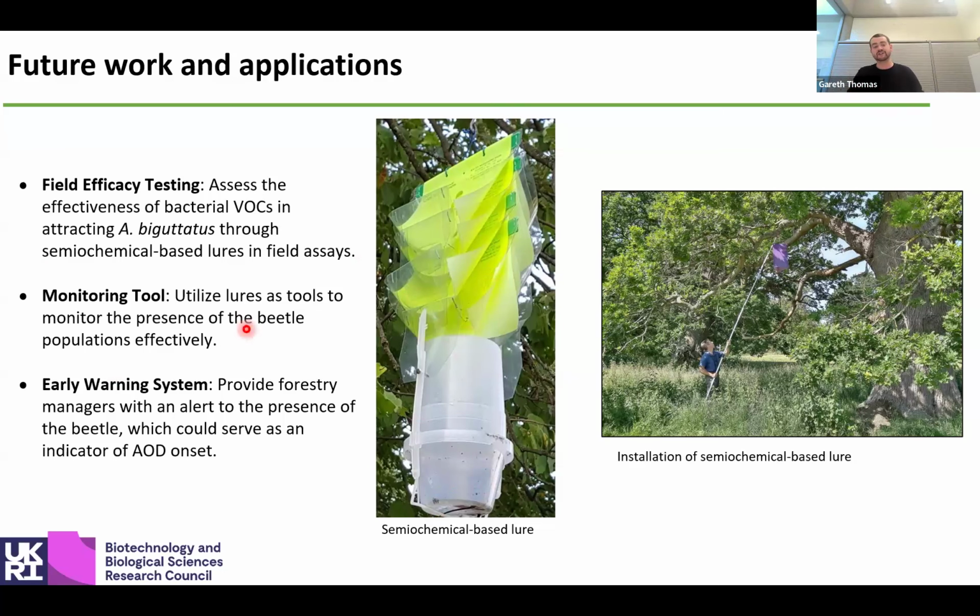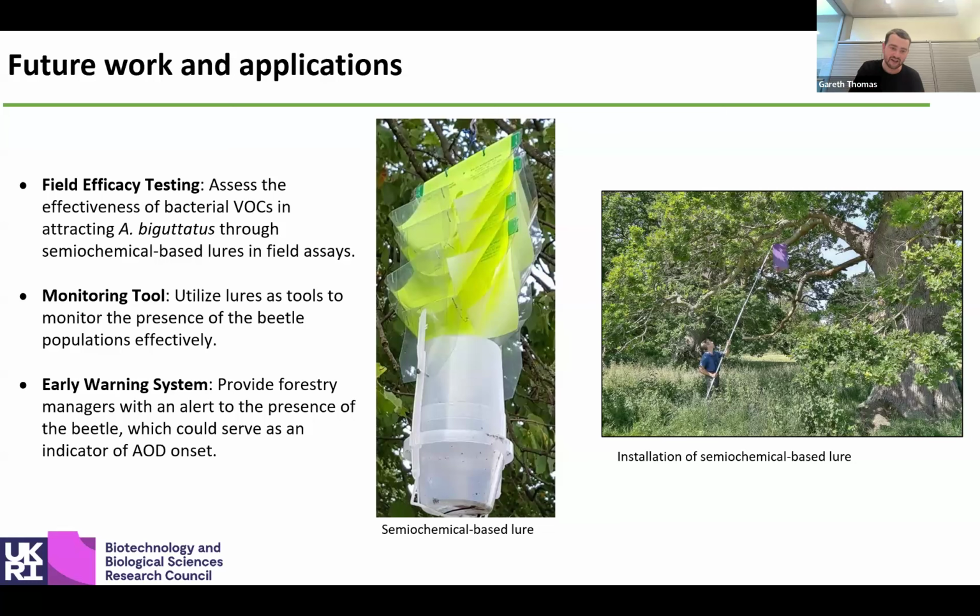Hopefully we can use it as a monitoring tool, so use the lures as tools to monitor the presence of the beetle populations effectively. So these can be deployed around the United Kingdom, particularly at sites where we're starting to see a northward shift of the beetle. And the ideal aim is that it can be used as an early warning system for forestry managers. So it can provide them with an alert to the presence of the beetle, and this could serve as a proxy for the presence of acute oak decline.